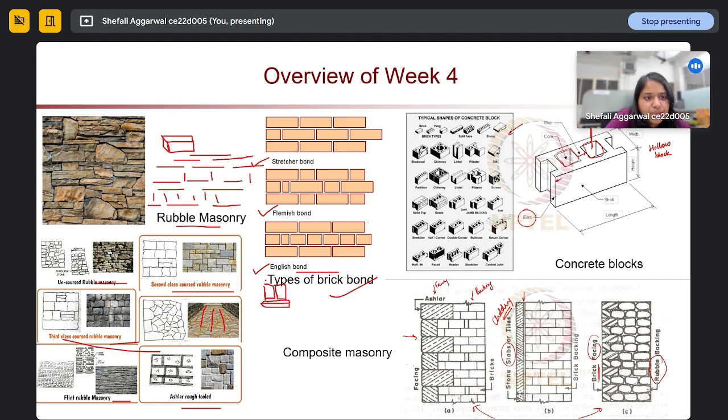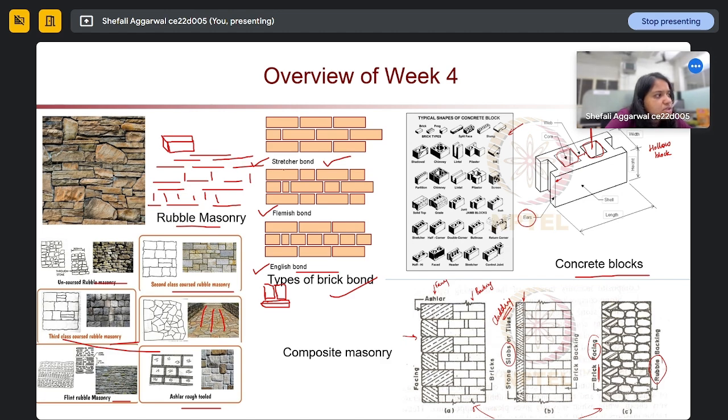So majorly English bond is used, and for an outside wall which doesn't carry any load, we use stretcher bond. Okay, so these are the different types of brick bonding which have been used. And the next thing is concrete blocks.